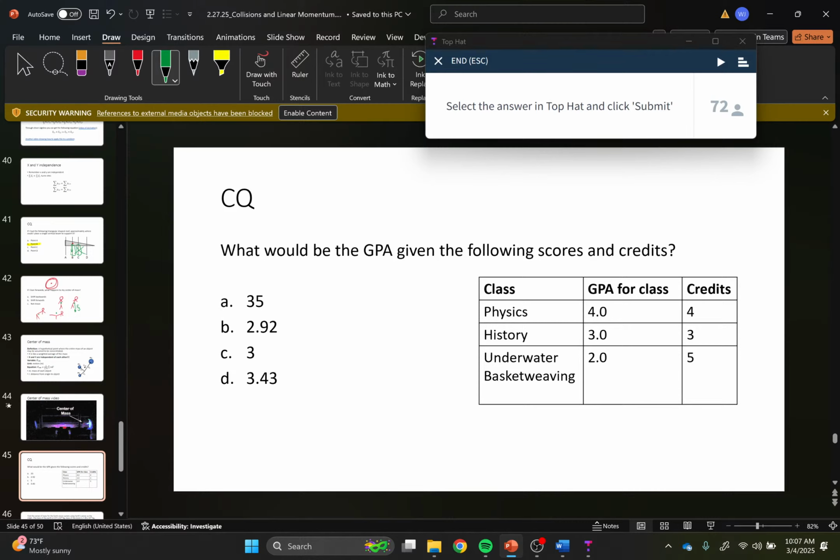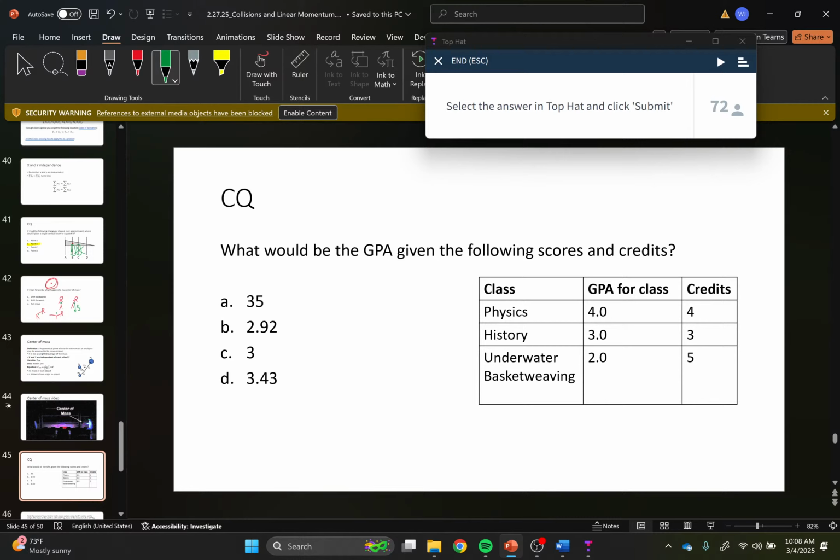All right. What would be your total GPA given the following scores and credits? There are 3 classes. In physics, you got a 4.0 and it was a 4 credit hour class. History is a 3.0 and it's a 3 credit hour class. In underwater basket weaving, you got a 2.0 and it's a 5 credit hour class. Very challenging. A lot of time required. You can't make baskets without spending a lot of time.